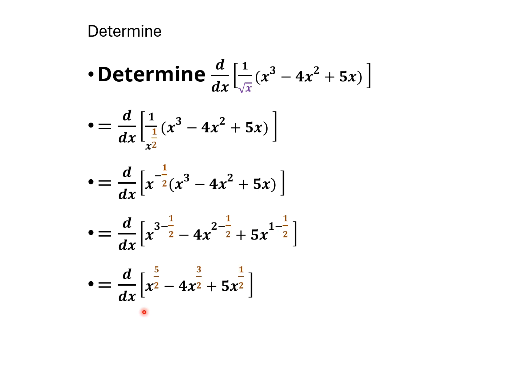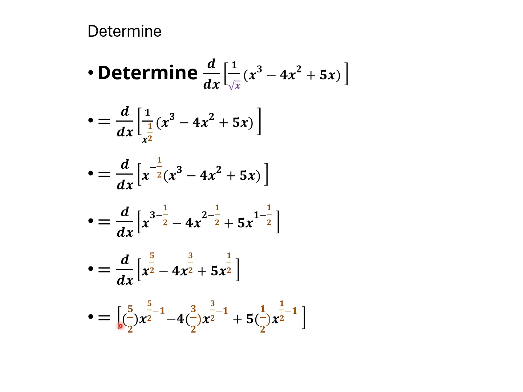Now I can differentiate. 5 over 2 times 1, 5 over 2 minus 1. 3 over 2 times negative 4, 3 over 2 minus 1. Half times 5, half minus 1. So if we simplify, my apologies, 5 over 2 minus 1, that is 2 over 2, will give me 3 over 2. That should give me half, and this should give me negative half.